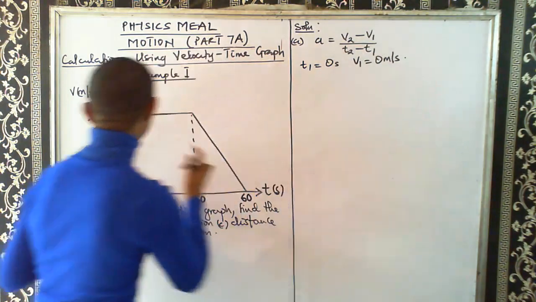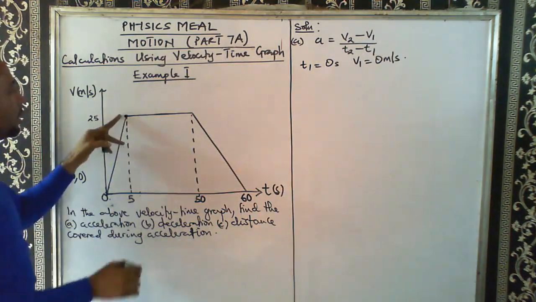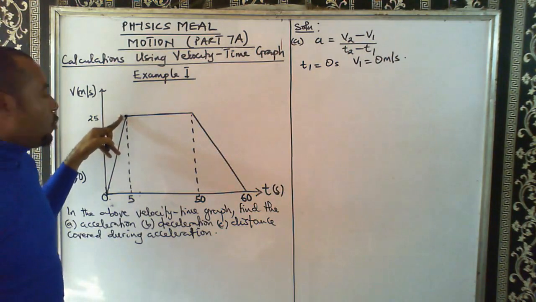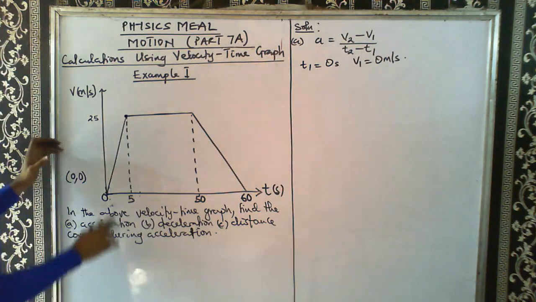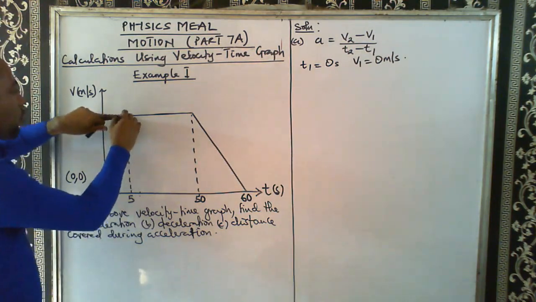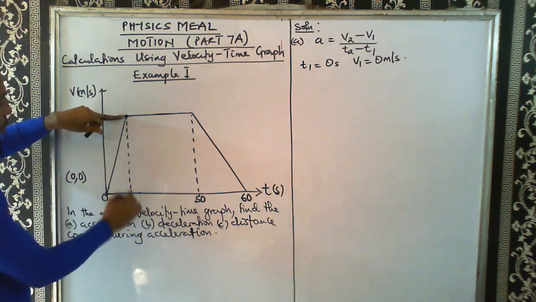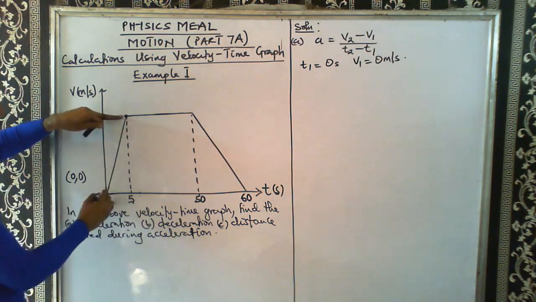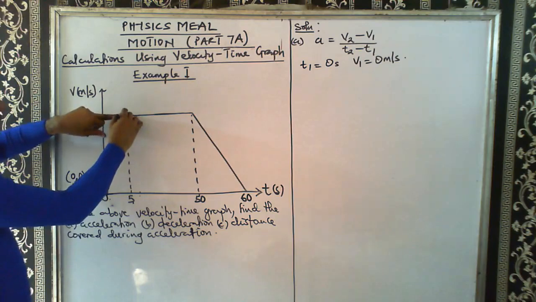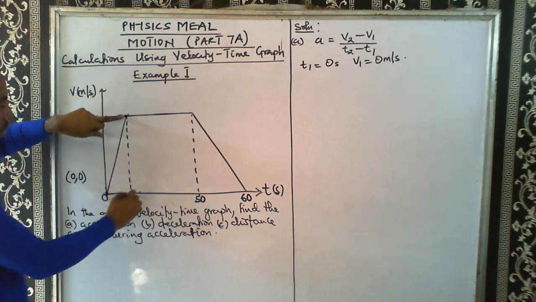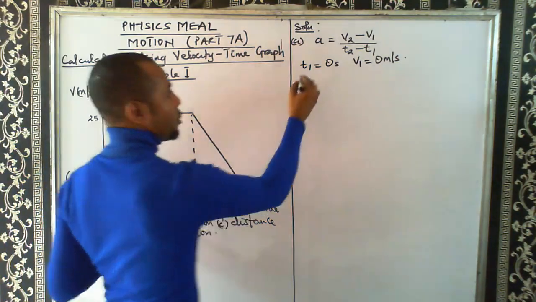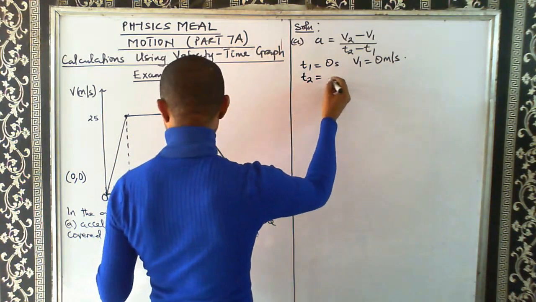Let's obtain T2. We'll go to the second point. This is point 2 of the velocity time graph. Acceleration started here, and that's the end of the acceleration. So to get the second time, we move down to the time axis. And what is the time here?